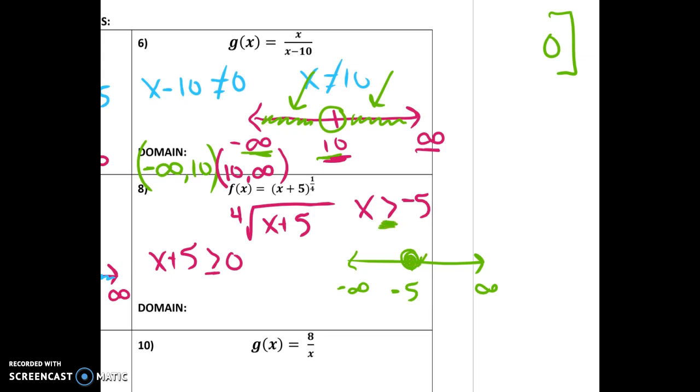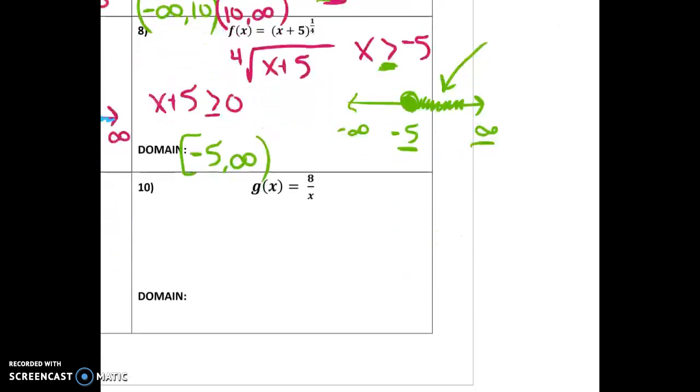And then I want bigger than -5, so I would go this way. So I only have one section to describe. It starts at -5 and goes to infinity. And since it's closed, I can include -5, and parentheses for infinity.